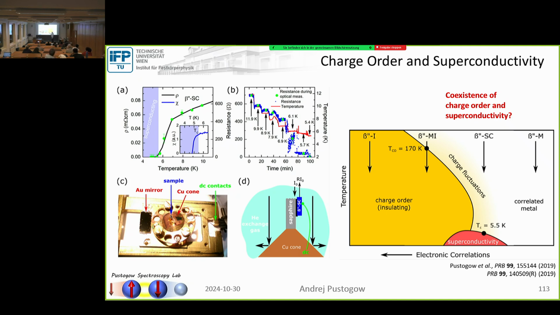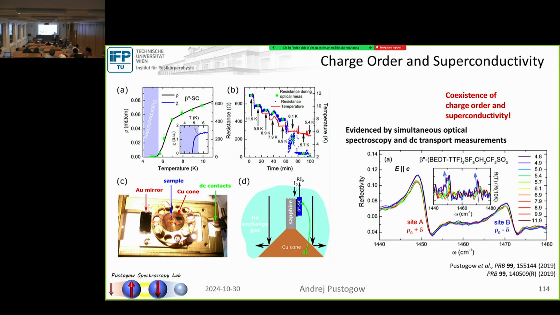Here we see the measurements at different points and in time. For instance, during this data point, we measured these vibration modes. Here we have one peak, here the other, with the essence that we always have the splitting. So the charge order is always there, even though the sample becomes superconducting, even though we are here in the superconducting state.